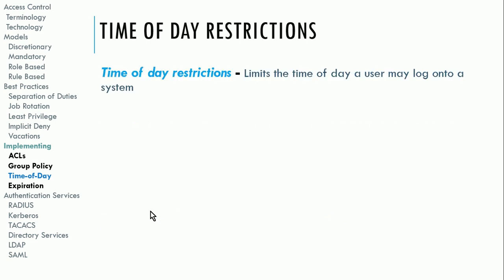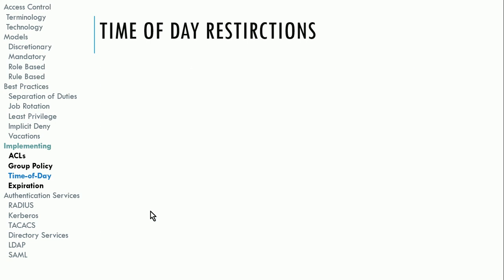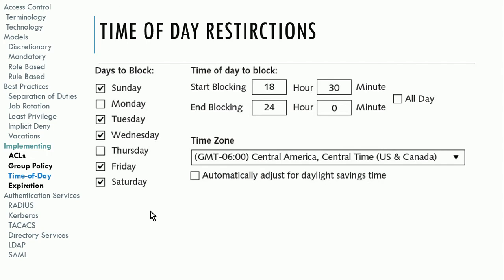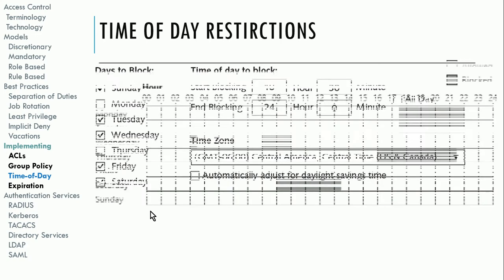You can also have time of day restrictions, so you can limit access to objects during certain times of the day. So here's an example where somebody maybe doesn't have access on Sundays, Tuesdays and Wednesdays, Fridays and Saturdays between the hours of 6:30 and midnight or something like that. So this would be an example of restricting access during certain times.